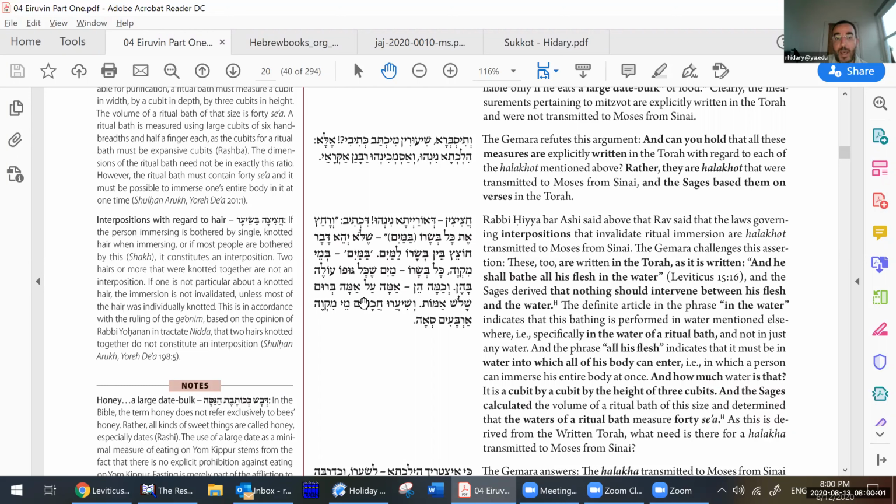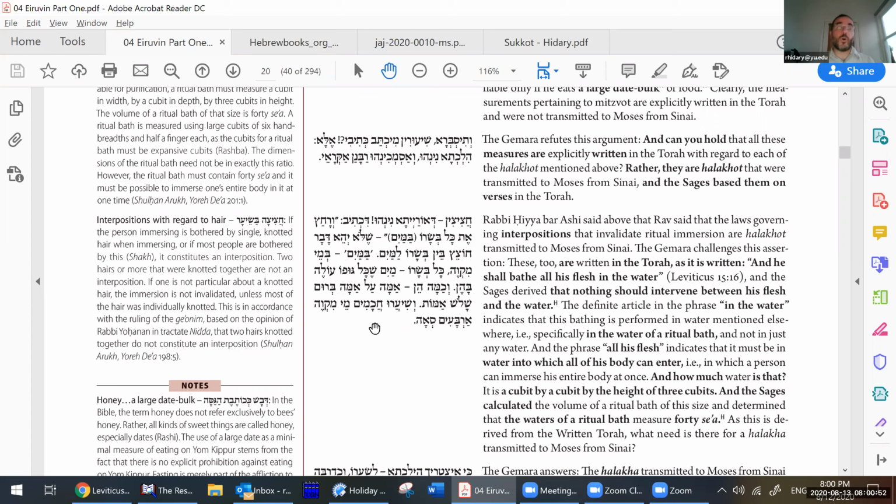In other words, how much water do you need in the bath in order for it to encompass your whole body? This is 1 amah by 1 amah by 3 amot. In other words, 3 cubic amot, the rabbis say, will be enough to cover a person's whole body. And the rabbis translate this measurement into a volume measurement of 40 se'ah. Okay, and so this is a very important source because this is the source of the minimum size the mikveh needs to be.